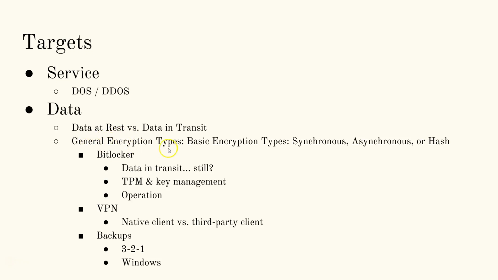Okay, let's quickly talk about encryption. We have synchronous, asynchronous, or hash. Synchronous means we're going to use the same key to encrypt data, right? So synchronous, we're going to use a key, which is a piece of data, right? So here we go. We're going to have an algorithm.